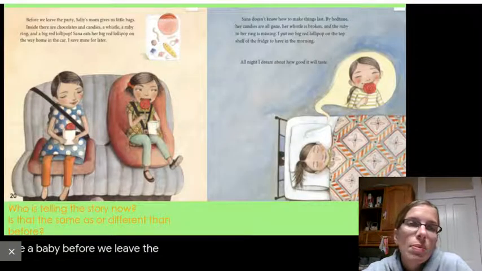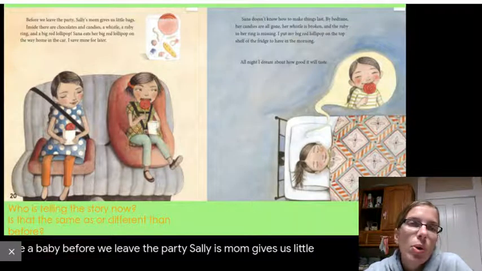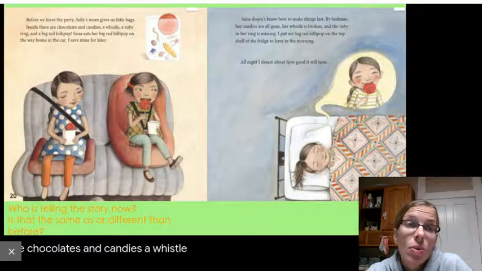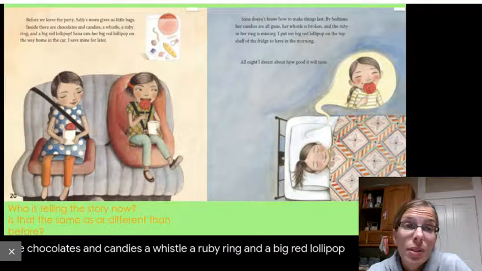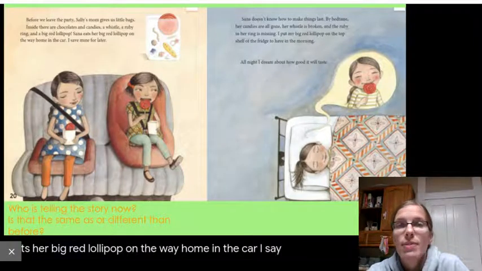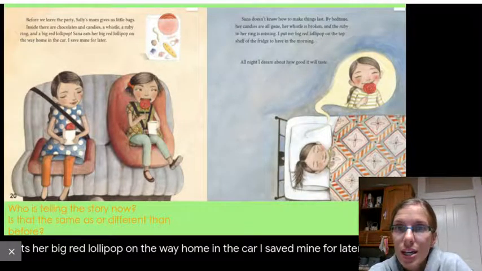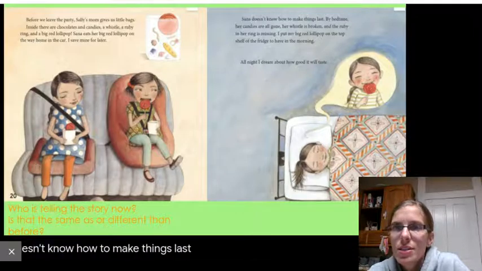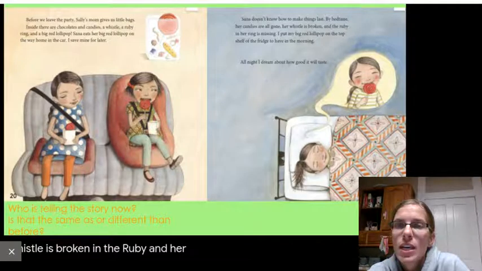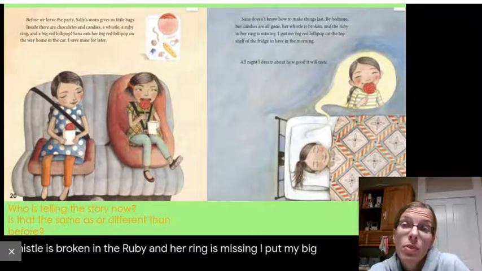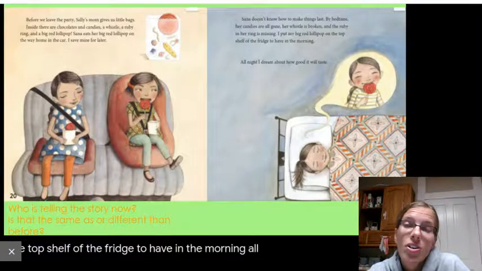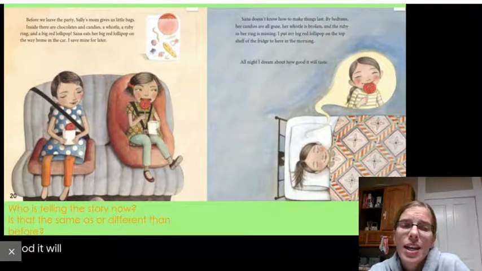Before we leave the party, Sally's mom gives us little bags. Inside, there are chocolates and candies, a whistle, a ruby ring, and a big red lollipop. Sana eats her big red lollipop on the way home in the car. I save mine for later. Sana doesn't know how to make things last. By bedtime, her candies are all gone, her whistle is broken, and the ruby in her ring is missing. I put my big red lollipop on the top shelf of the fridge to have in the morning. All night I dream about how good it will taste.